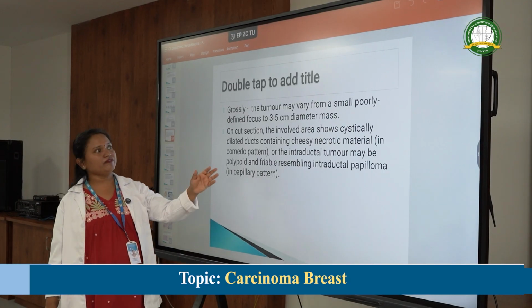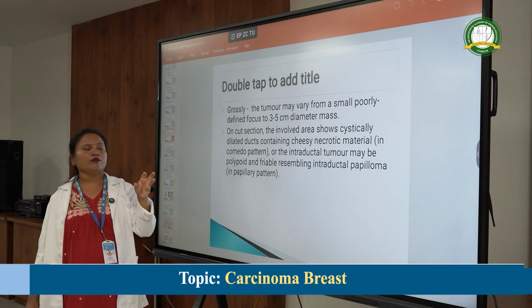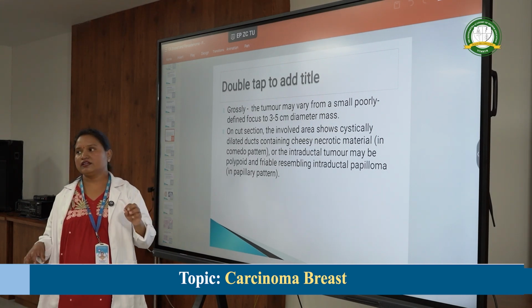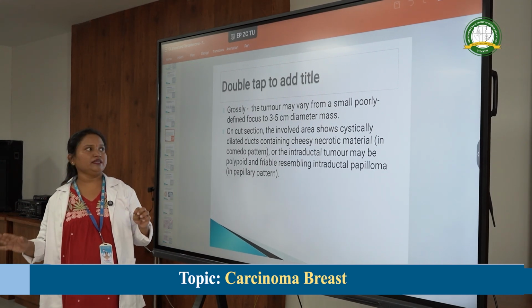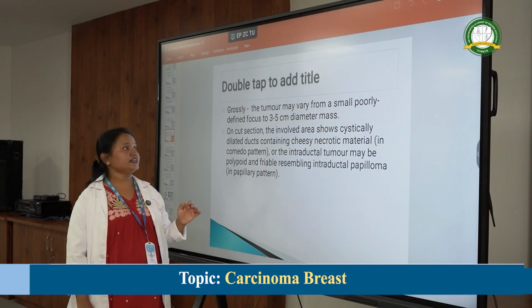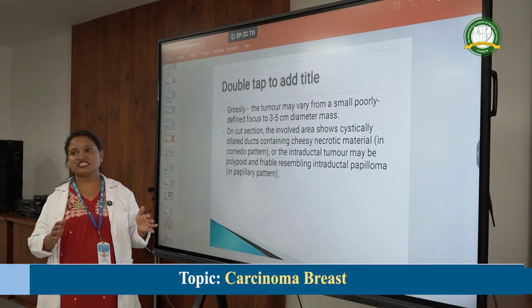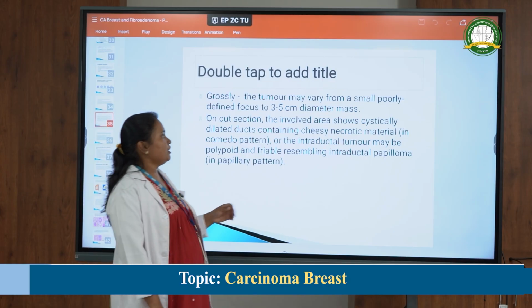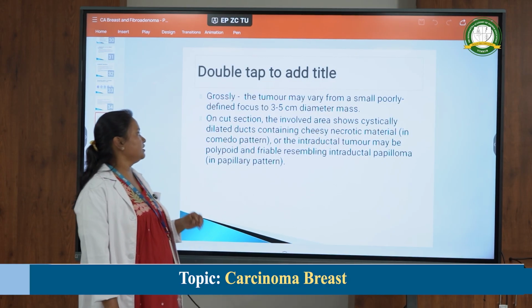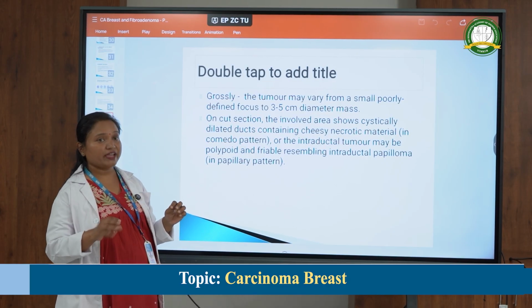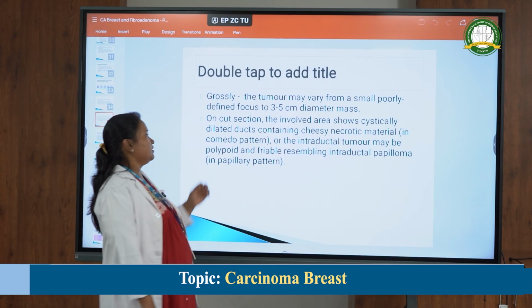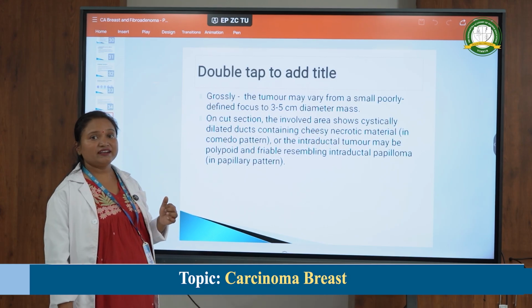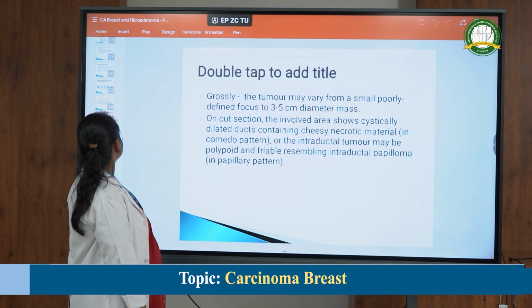Grossly, the tumor may vary. It is small, poorly defined. It can be 3 to 5 centimeter in diameter. If you give a cut section, it can be cystically dilated, containing cheesy necrotic material, or the intraductal tumor may be polypoidal or a friable mass, which can resemble an intraductal papilloma.